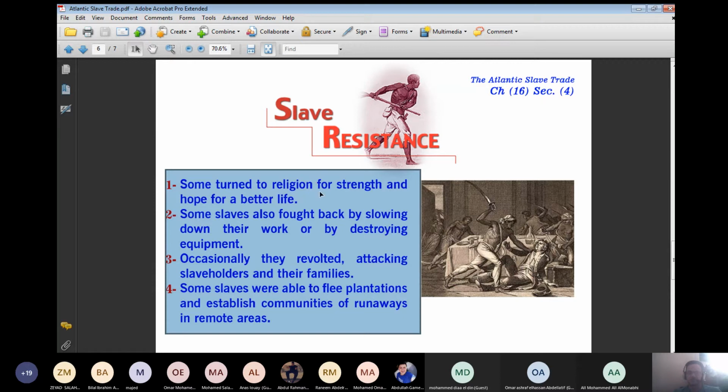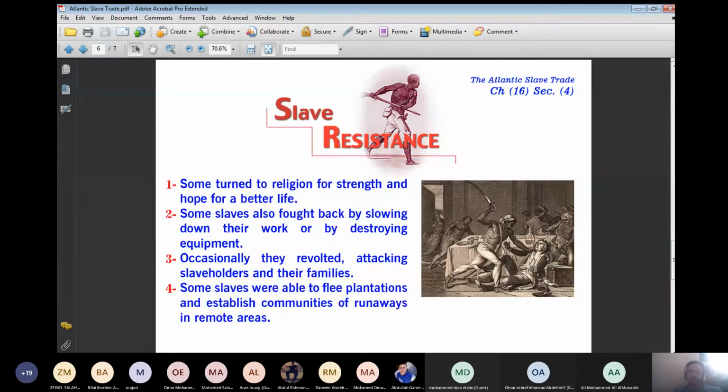For example: turn to religion, try to slow down your work and destroy the equipment, revolt, attack your slaveholder, and try to escape, to flee plantations. What's a plantation, by the way?